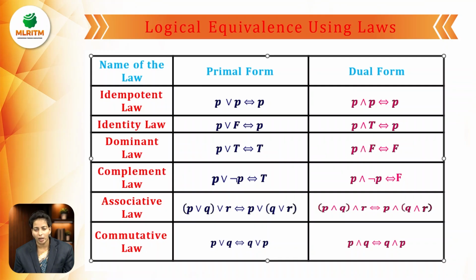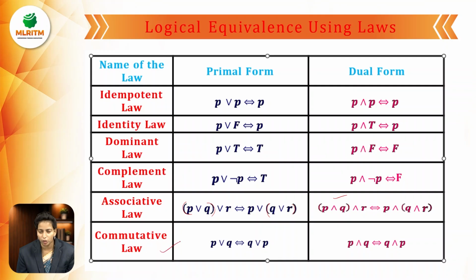Complement law: P or negation P is equivalent to true, and P and negation P is equivalent to false. Associative law: (P or Q) or R is equivalent to P or (Q or R). That means on the left-hand side the first two variables have parentheses, and on the right-hand side the last two variables have parentheses. That is the associative law. The dual form is (P and Q) and R is equivalent to P and (Q and R).